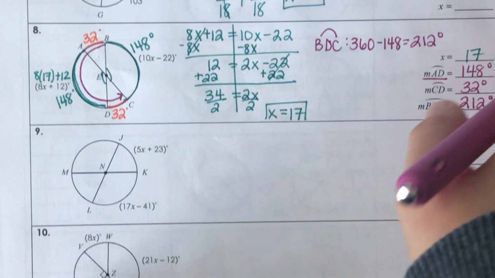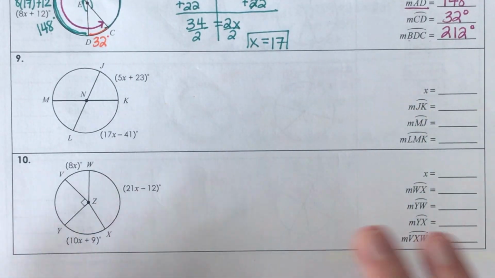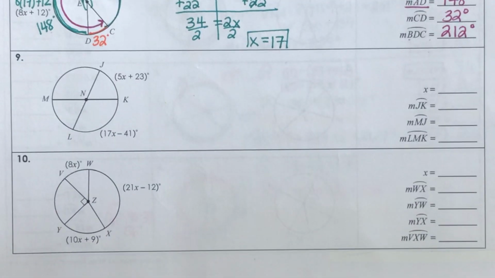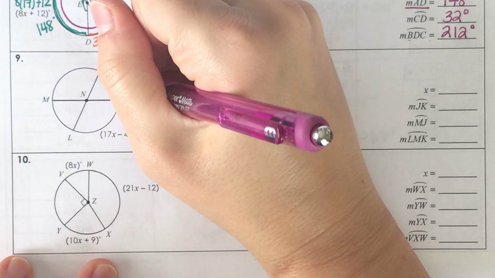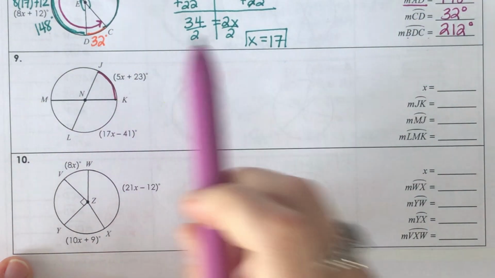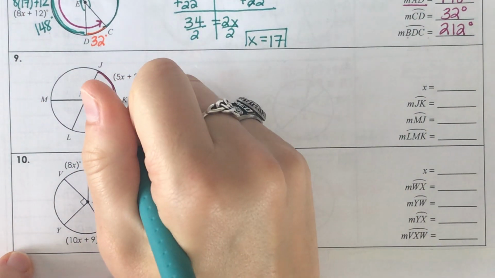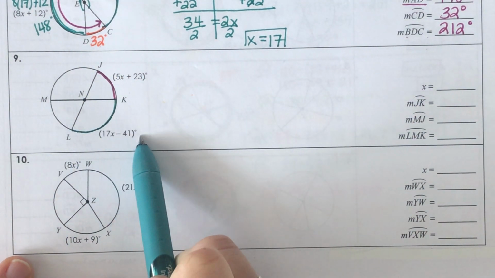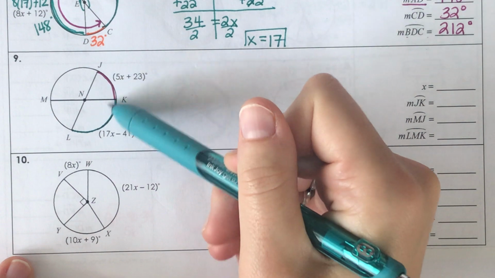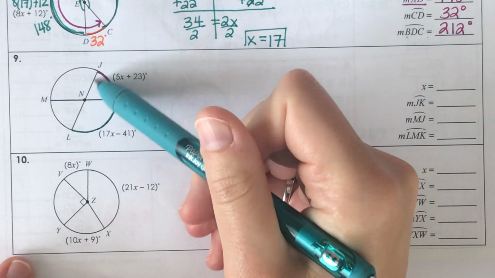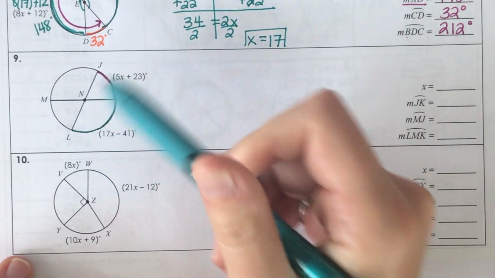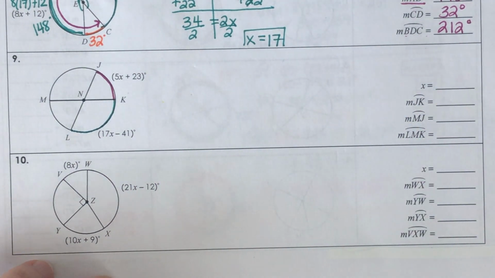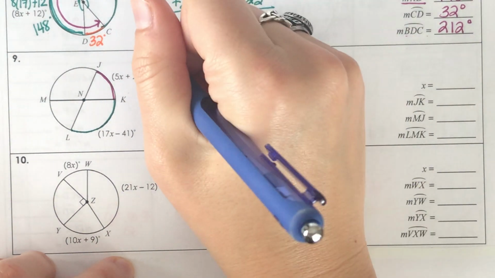Okay, we're so close. Two more questions. Number 9. Now, I'm given this piece JK is 5x plus 23. And I'm given this piece over here, KL, is 17x minus 41. Now, they're not vertical, but if I put them together, it gives me a diameter, which is 180 degrees. So I'm going to take these two, add them together, and set them equal to 180 degrees.